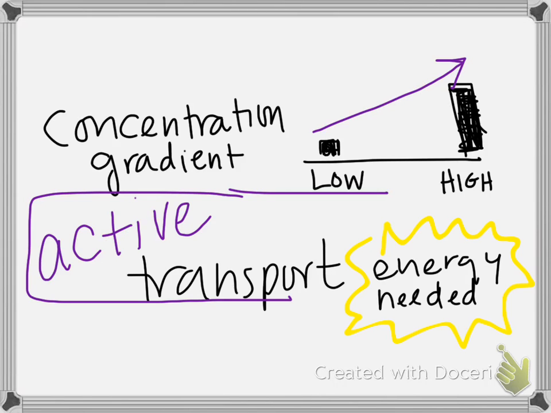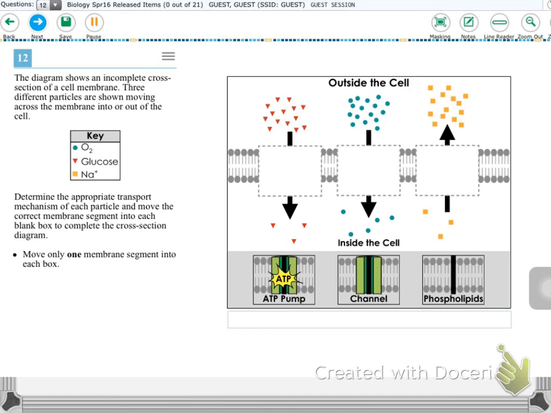Now we're going to take a look at one of the practice test questions that relates to this concept. The diagram shows an incomplete cross-section of a cell membrane. 3 different particles are shown moving across the membrane into or out of the cell. Determine the appropriate transport mechanism for each particle and move the correct membrane segment into each blank box to complete the cross-sectional diagram.